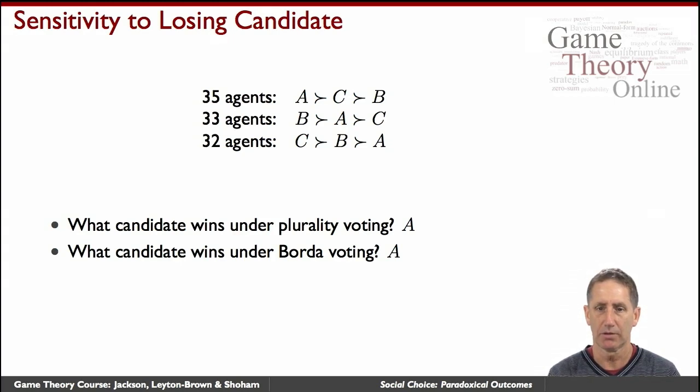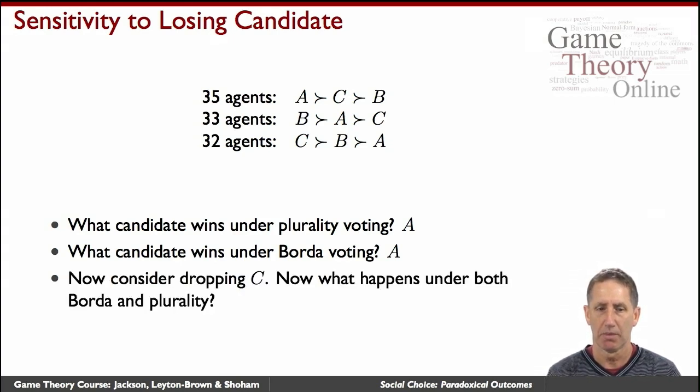So this looks very good. But now what happens if C drops out? C realizes that he has no chance of winning the election and drops out. Now what would happen under both plurality and Borda? You might want to pause the video for a second and think about it.